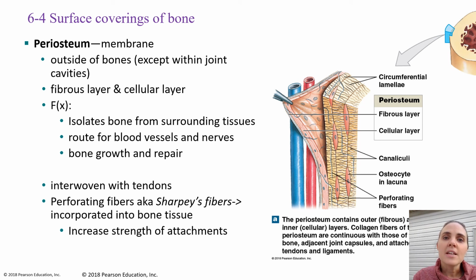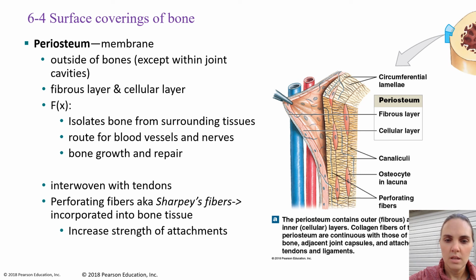The periosteum has two layers we mentioned before. It has an outer fibrous layer and an inner cellular layer. The functions of periosteum include isolating the bone from the surrounding tissue, providing a route for blood vessels and nerves, and also taking part in bone growth and repair. The fibers of our tendons get interwoven with the periosteum, and that's how our muscle attaches to our bones.